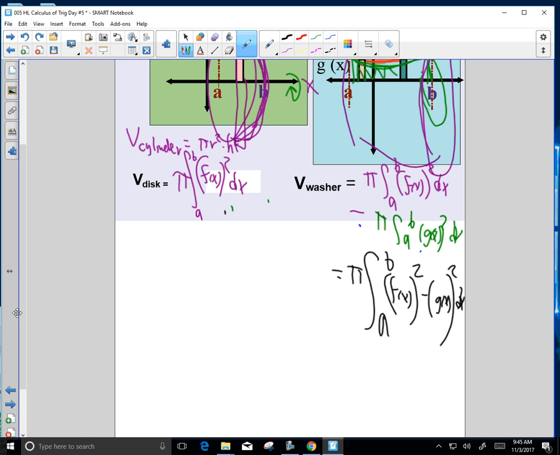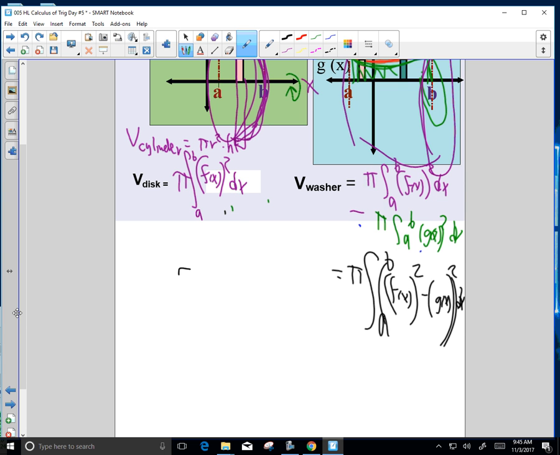And what do you think is the number one thing people do wrong in these? What do you think they do first? Turn to your neighbor. Tell them what's the number one thing they do wrong with that. They subtract first and then square. And that's not the same thing.